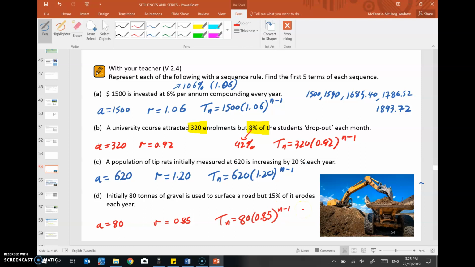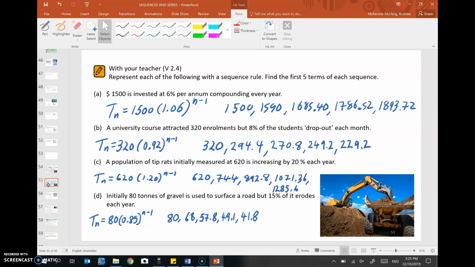Okay, so I'll give you a moment to look at those. You might want to pause the video and just check your answers. On the next slide, the first 5 terms for each sequence. And here they are. So check that you've got the right answers.